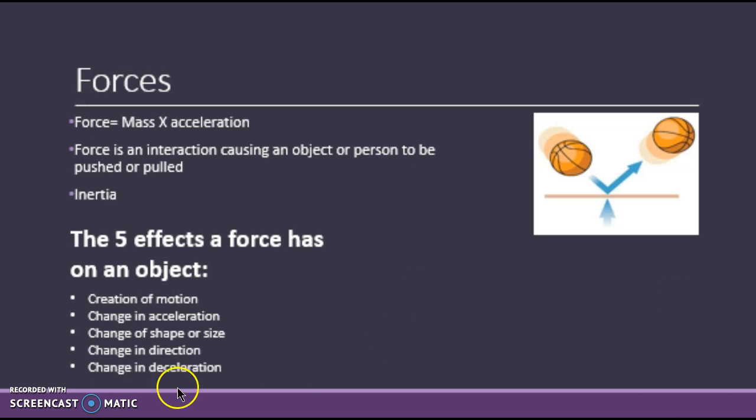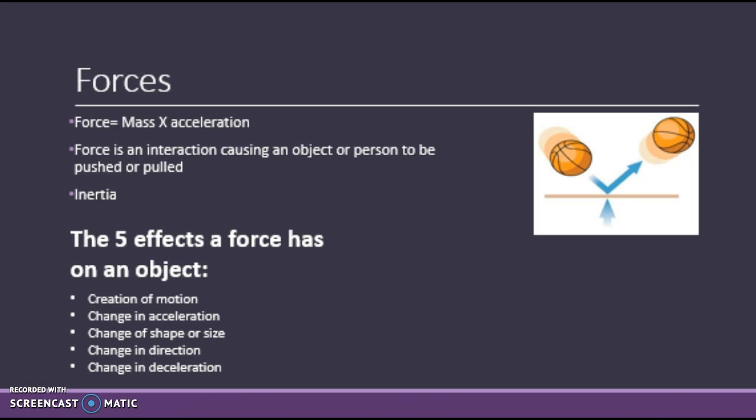In order to measure a force, you will need force plates, spring scales, a strain gauge or a Newton meter, and these will measure the force in newtons, which is the measurement for any force. A force has many different effects on an object. These include the creation of motion, change in acceleration or deceleration, change of shape or size, and change in direction.